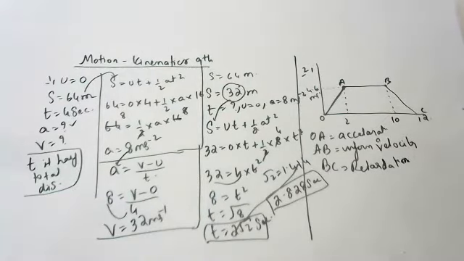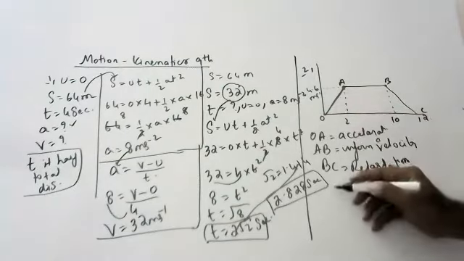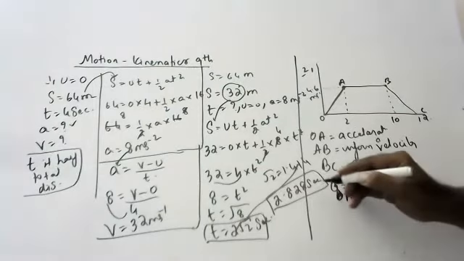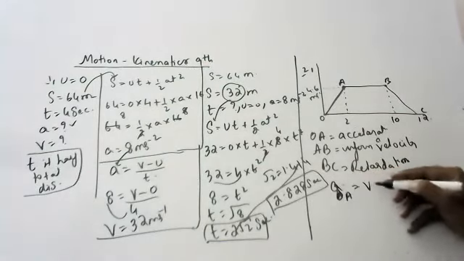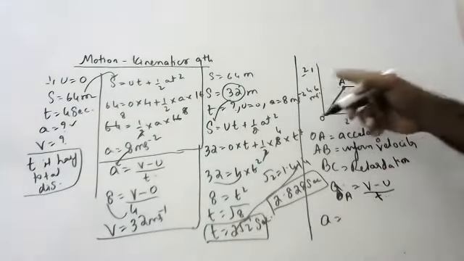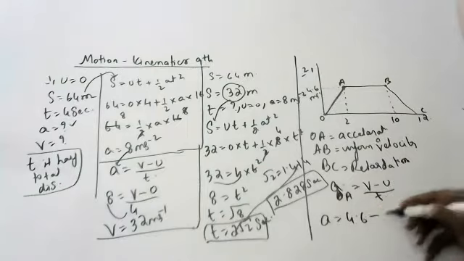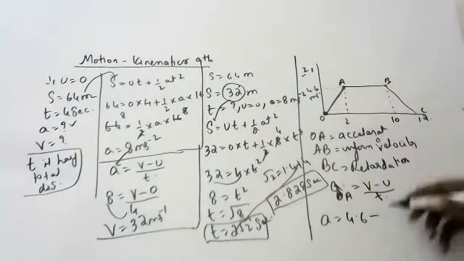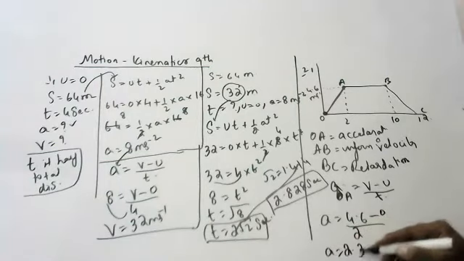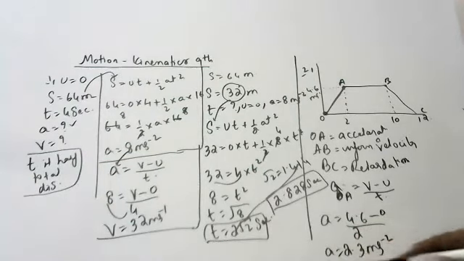First question. Calculate the acceleration in the first 2 seconds. Acceleration from O to A. The formula, children, is V minus U by T. V is how much? 4.6. U is how much, children? 0. In how many seconds? 2 seconds. So 2.3 meters per second square. This is the acceleration in the first 2 seconds.